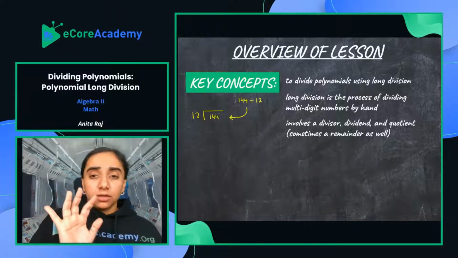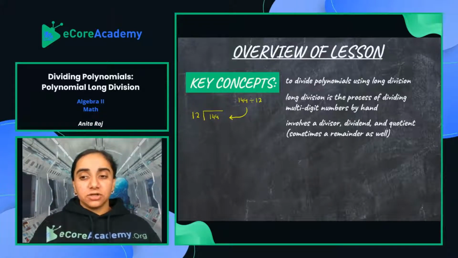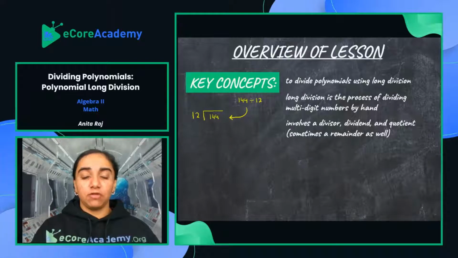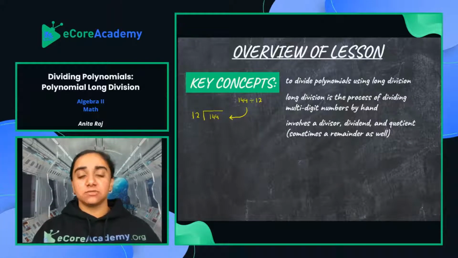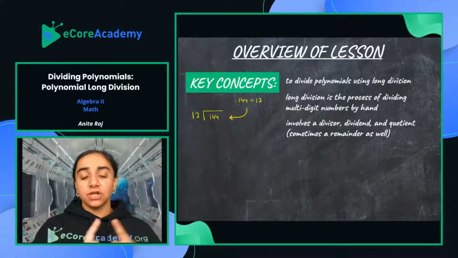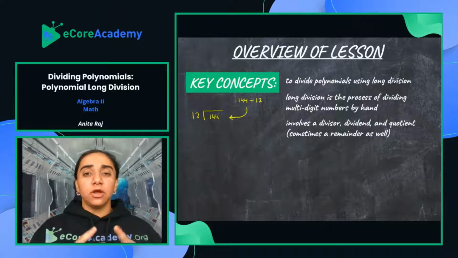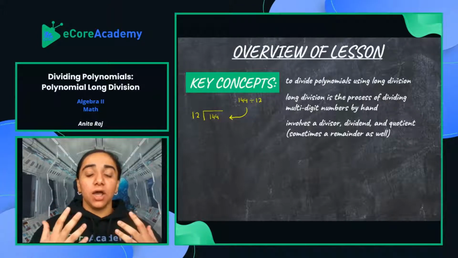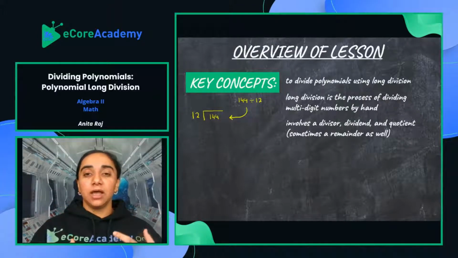Long division involves a divisor, a dividend, and a quotient. Any kind of division is going to involve that. Remember, division is one of the four main operations in math. You've got addition, subtraction, multiplication, and division. In division, you're going to have a divisor. The divisor is what you are going to be splitting the whole into. So it's going to be how many parts you're splitting a number into. It's going to be how many times a number goes into another number.